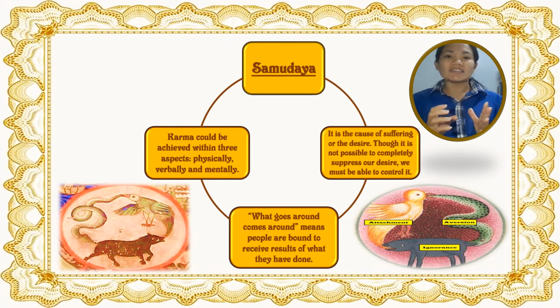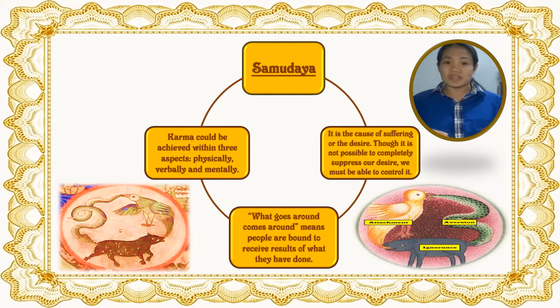So, meaning class, we suffer because we desire something. We wanted more. We are not contented on what we have. So, samudaya makes us realize that we can only stop our suffering if we stop our desire, if we control our desire, if we are contented on what we have, if we do not ask for what we cannot have.